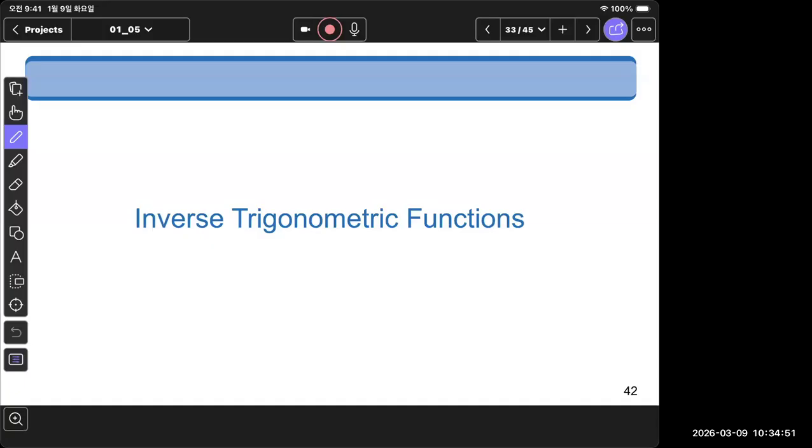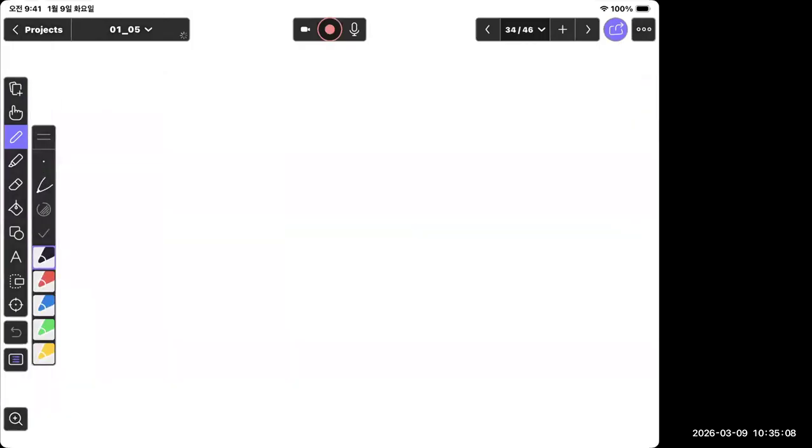Now the title of the next section is the inverse of trigonometric functions. Then we have a question, we have some doubts, because what are the trigonometric functions? Sine, cosine, those functions. Now, as you remember, what is the graph of the sine function?